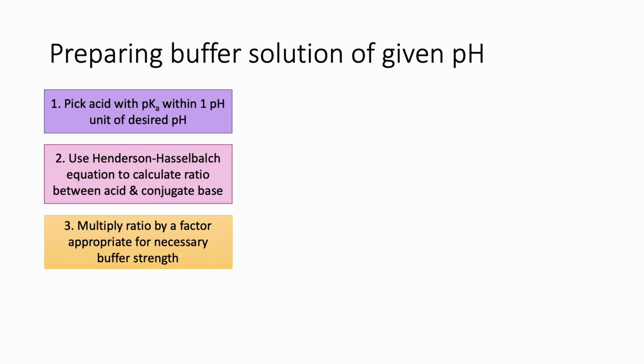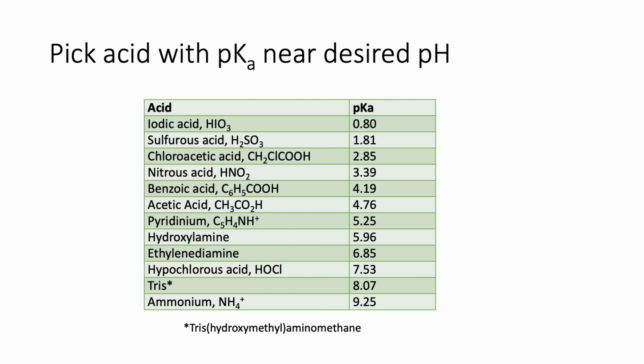Next, we use the Henderson-Hasselbalch equation to calculate the ratio between acid and conjugate base. That's the A minus to HA ratio. And then finally, we're going to multiply that ratio by some sort of factor that accounts for the buffer strength that we need. So first of all, how do you pick an acid with a pKa?